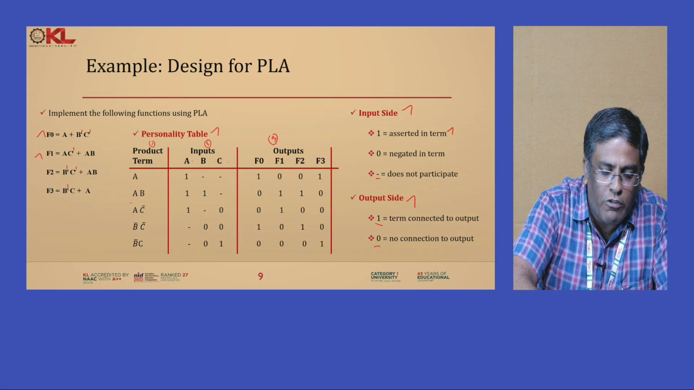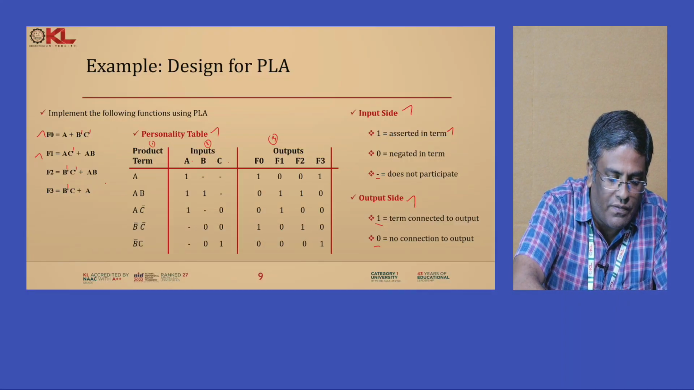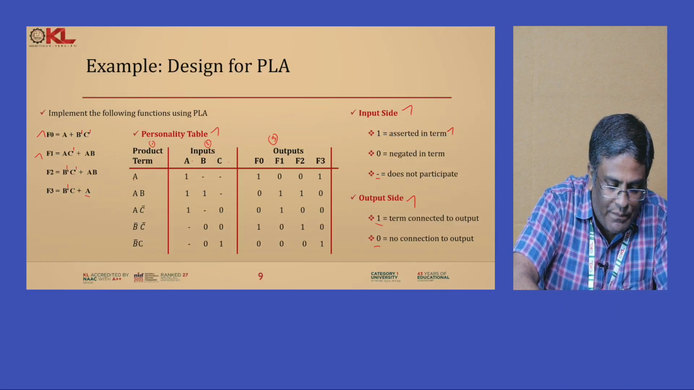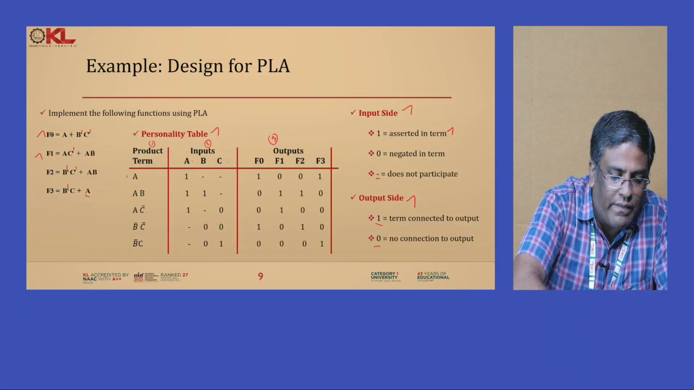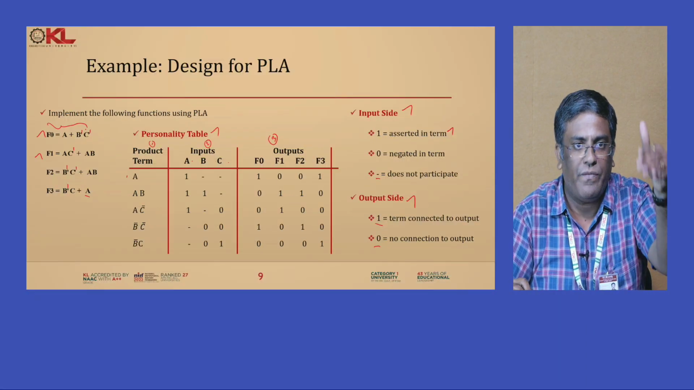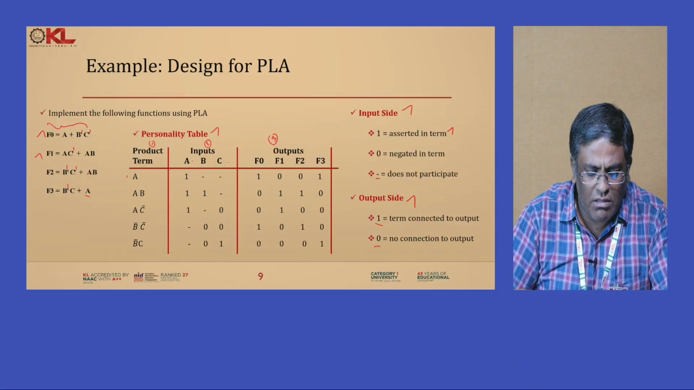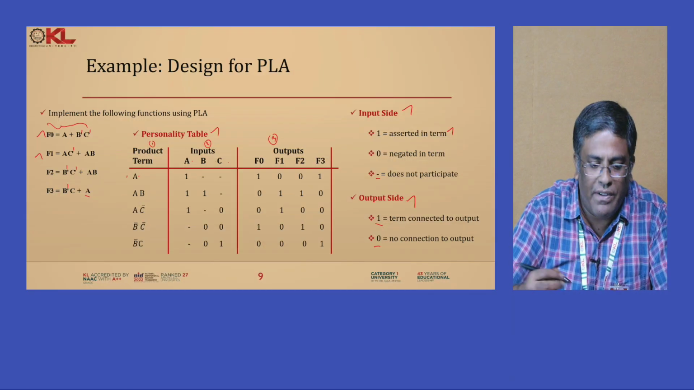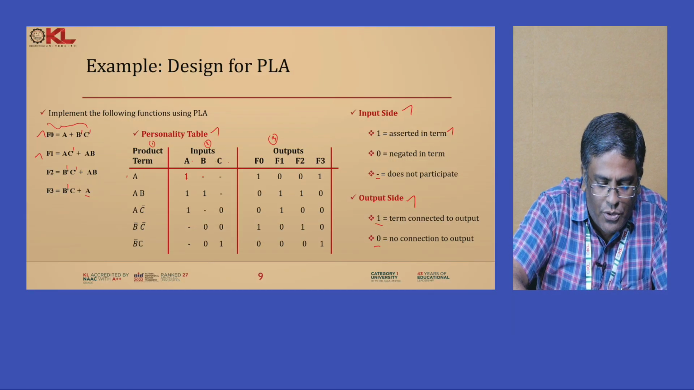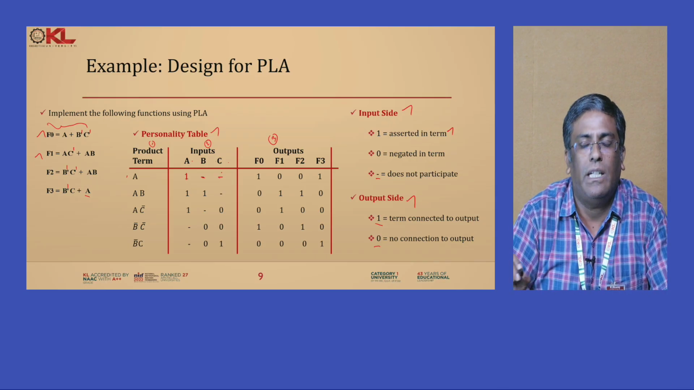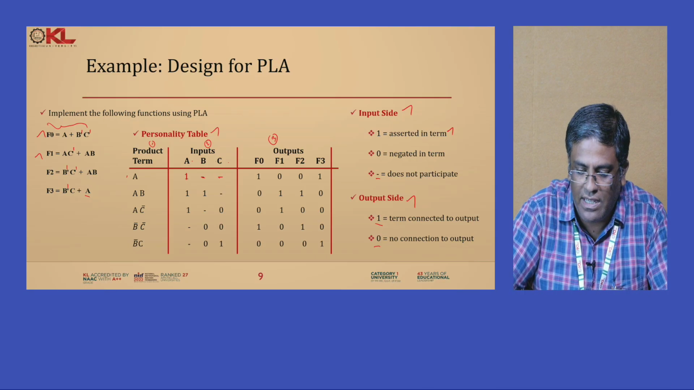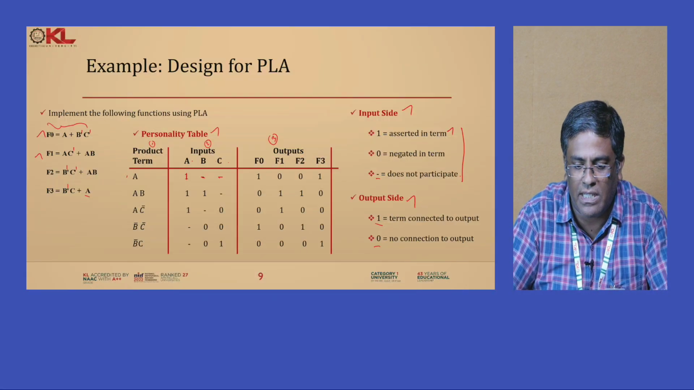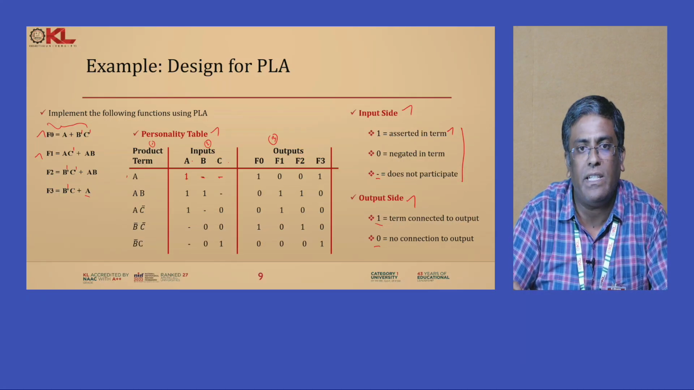Now first you fill in your product terms. What are the product terms involved in the functionality? A, AB, AC bar, B bar C bar, and B bar C. That is what is available across F0 to F3. Now we move forward to the input terms. How is the input term going to be written? Since A is available, we write A as 1, and there is no B and no C, so I am writing a dash. That means I am keeping a hyphen, nothing is available. As per the input, 1 means asserting it, 0 means we are keeping the negation, that means we take the negation of it.